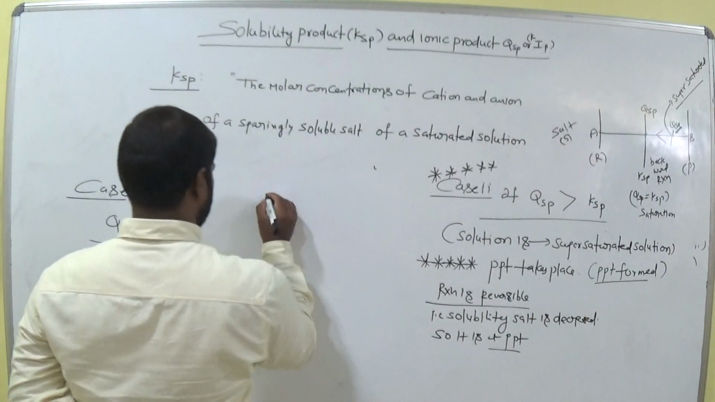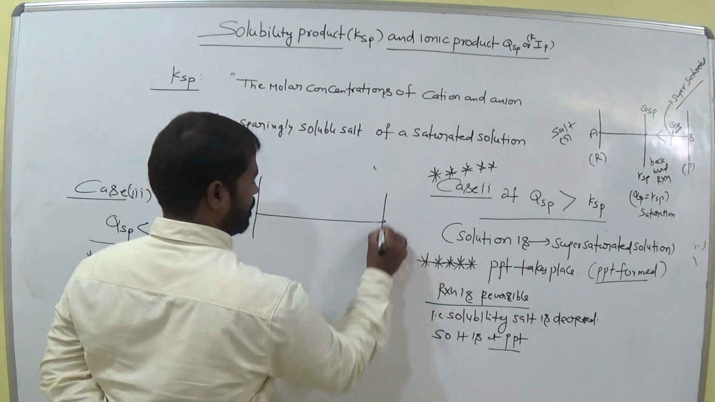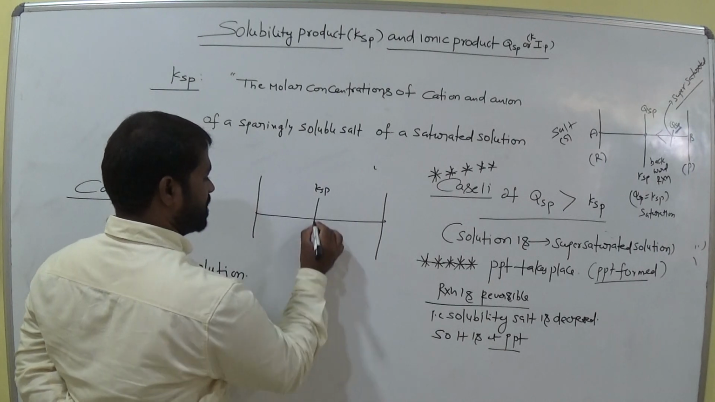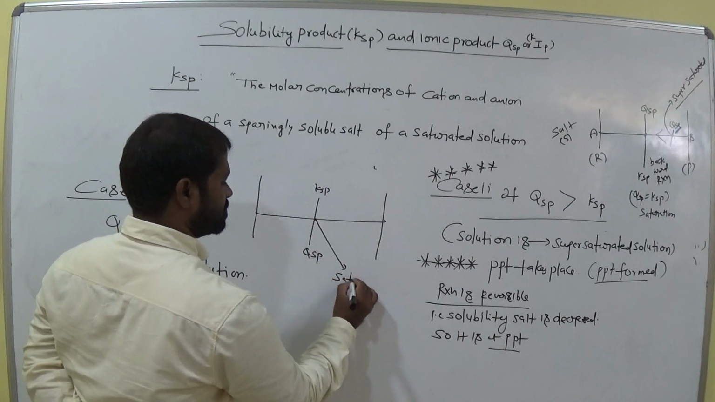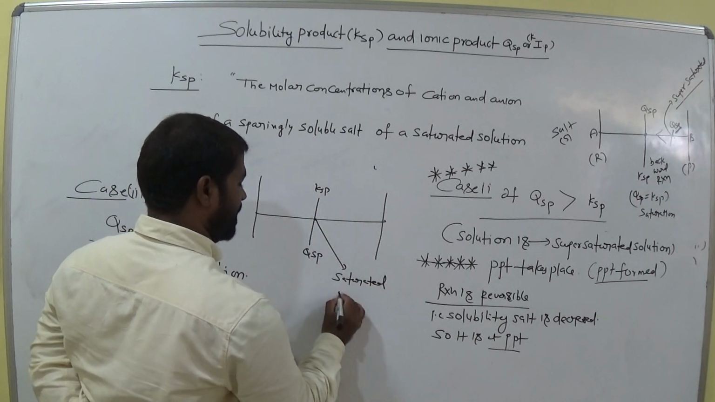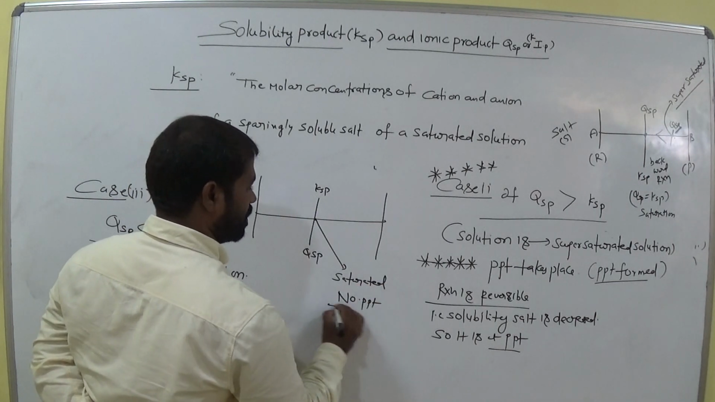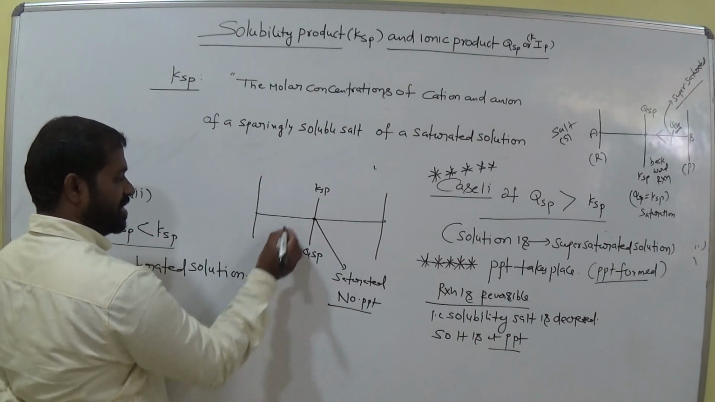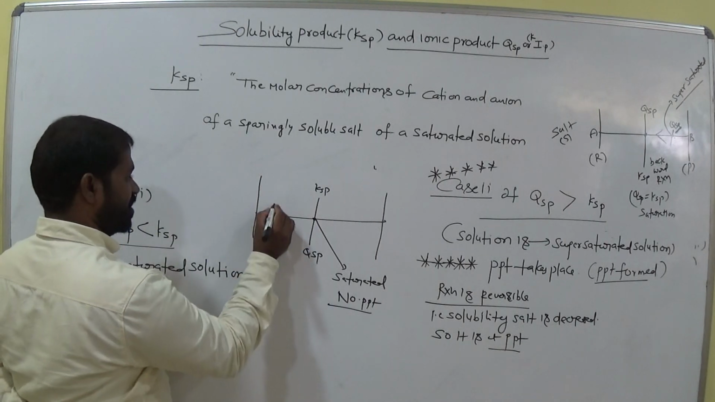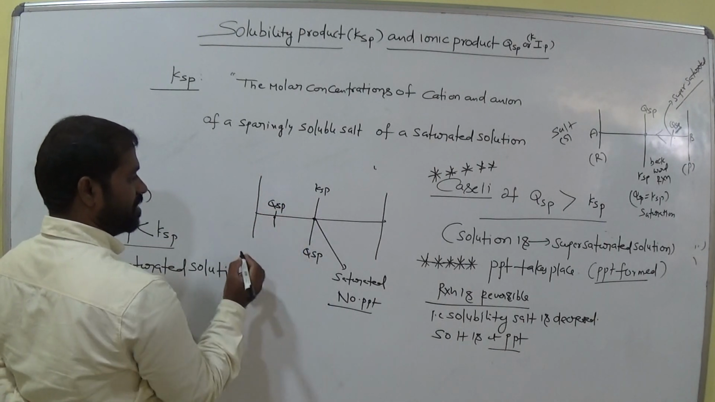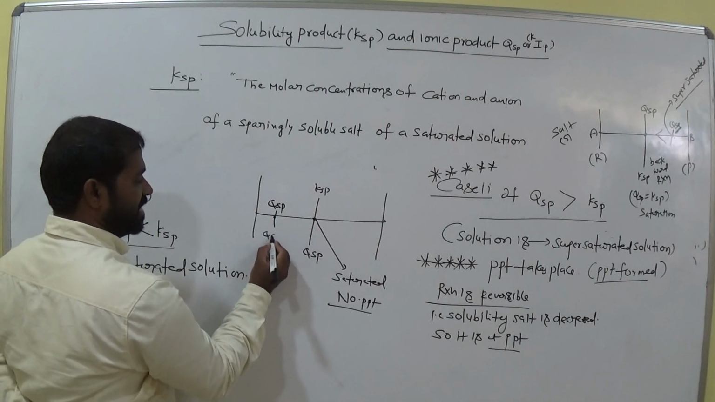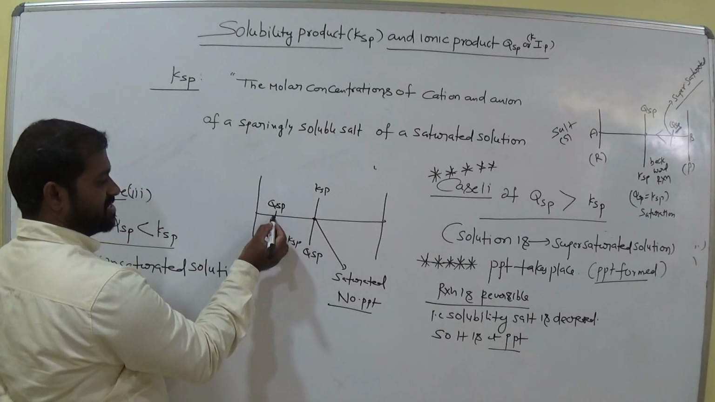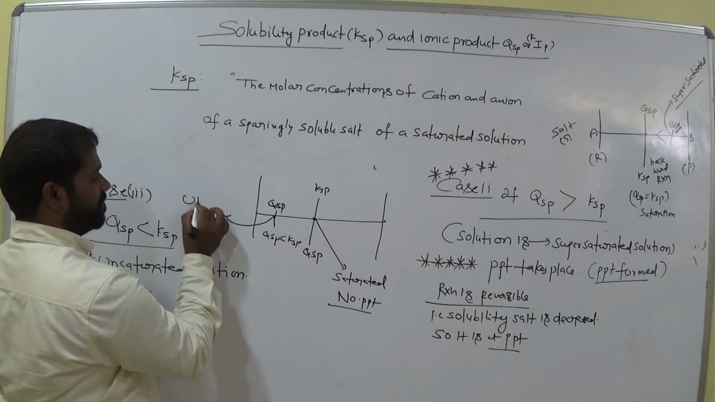In this particular case, at this point KSP is equal to QSP, both are equal. This point is called saturation. At saturation, no PPT, am I right? Okay. Now QSP value is less than KSP. This is the KSP value. Less than means the QSP point is here. Am I right? Okay. That means QSP is less than KSP. Am I right? Compare these 2 points. So now it is unsaturation. This point is unsaturation. Am I right?